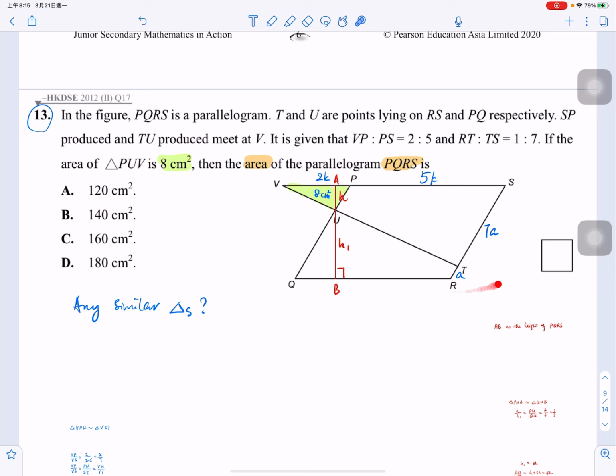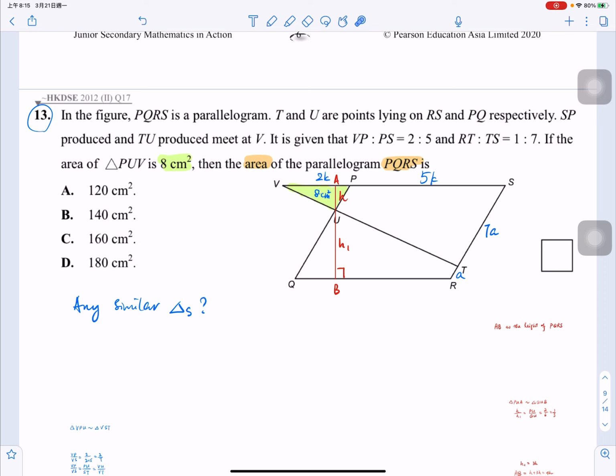But you see, this one cannot be these triangles. Then how can we solve it? Actually, we have another similar triangle, this one and this one: VPU and VST, this kind of similar triangles, right? After we have this straight line AB, APU and BQU also are similar triangles.